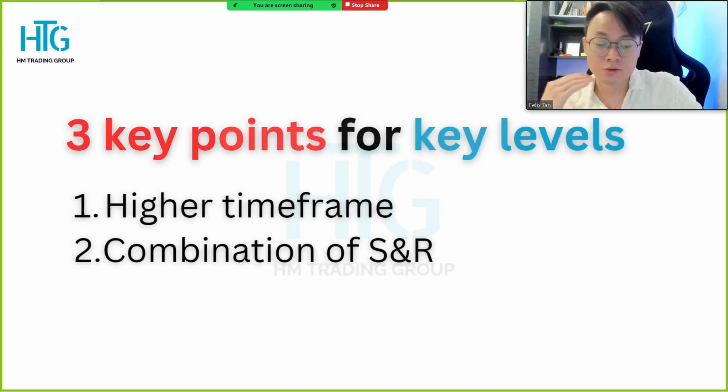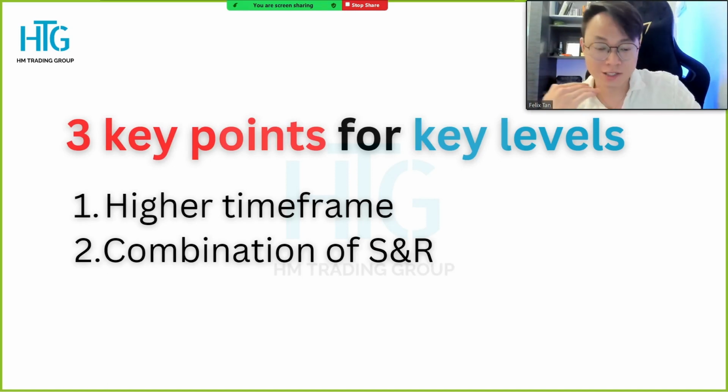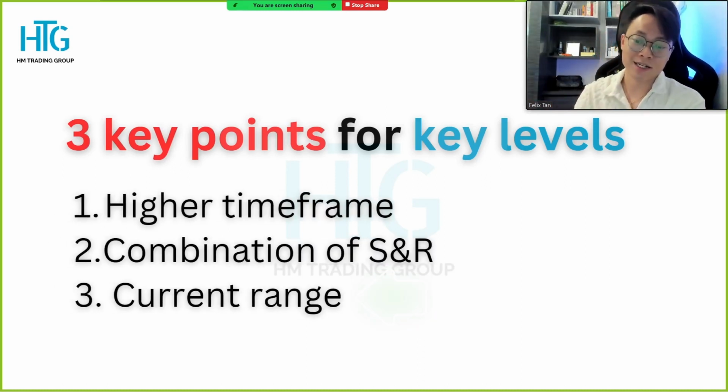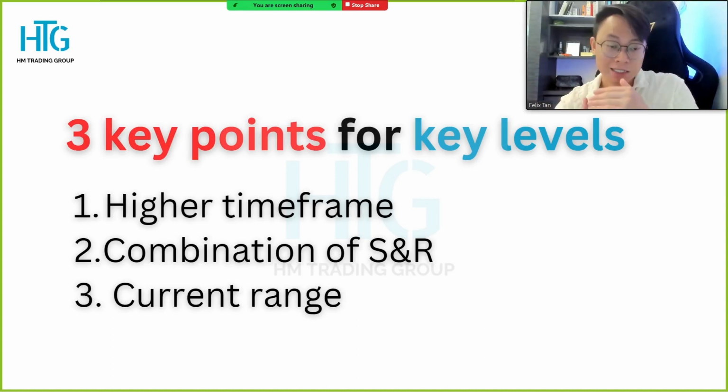Next up, you need to have combinations of support and resistance. It should not be just a support, and not just a resistance. It can be support turned resistance, or resistance turned support, or even a combination of both. The third key point is you need to focus on the current range, instead of a range that's way too far back in history, like years ago or months ago. So you want to focus on the current range that you see on the certain time frame.